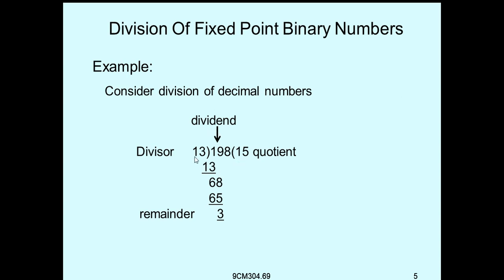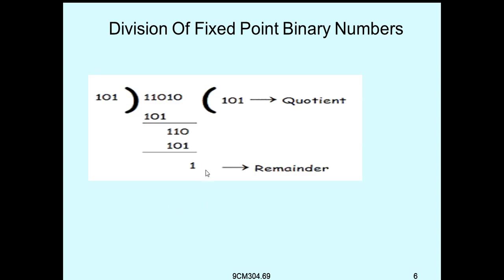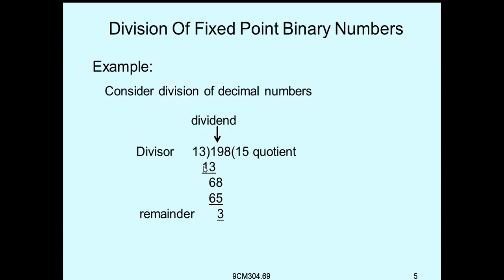So 13 ones are 13 here. 9 minus 3 is 6, and 1 minus 1 is 0, and this side comes here, 68, and then 13 5s are 65. So 8 minus 5 we get 3, 6 minus 6 is 0. So after the division of two decimal numbers, we get the quotient as 15, and the remainder as 3.